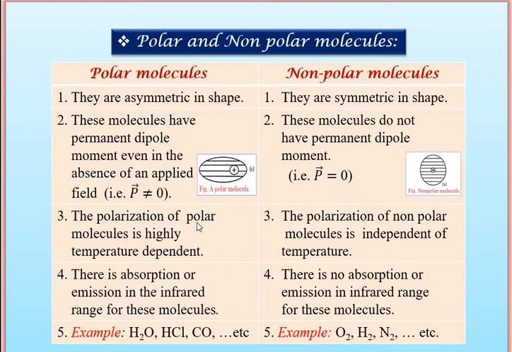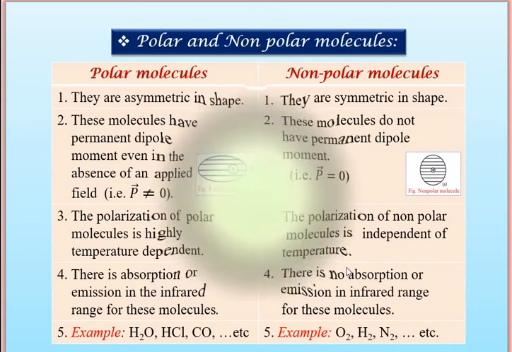The polarization of the polar molecules is highly temperature dependent, and the polarization of the non-polar molecules is independent of temperature. There is absorption or emission in the infrared range for the polar molecules, and there is no absorption or emission in the infrared range for the non-polar molecules. The examples for the polar molecules are H2O, HCl, CO, etc. The examples for the non-polar molecules are H2O2, N2, etc.